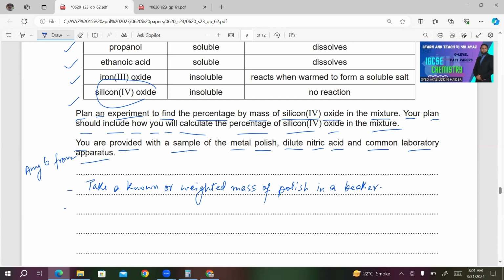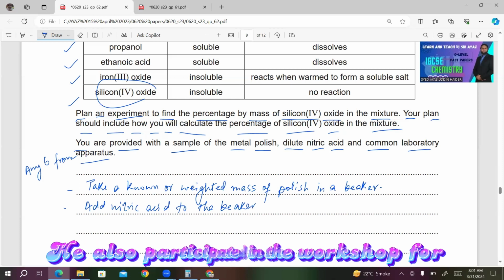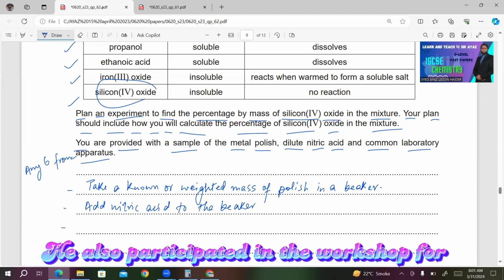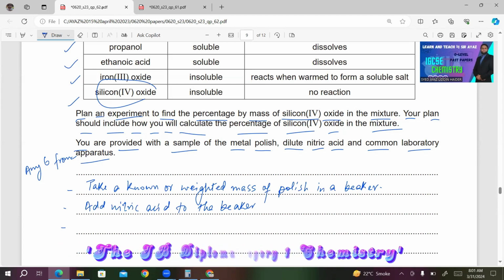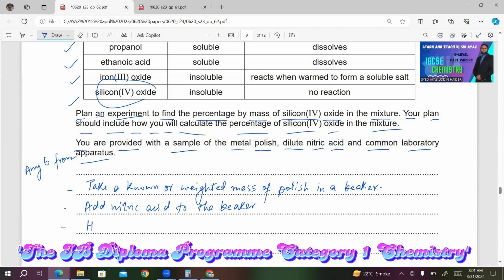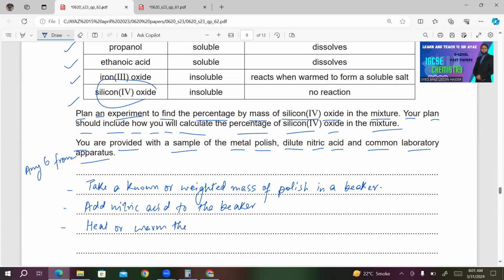Next, you will add nitric acid to the beaker. Heat or warm the mixture of polish and acid.